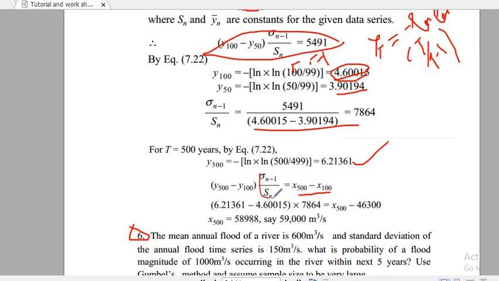It's equal to how much? It is equal to this value. Then substitute. It's equal to x at 500 return period minus xt at 100 return period. It is already given. So this x at this return period is equal to this value. So it is the required one.